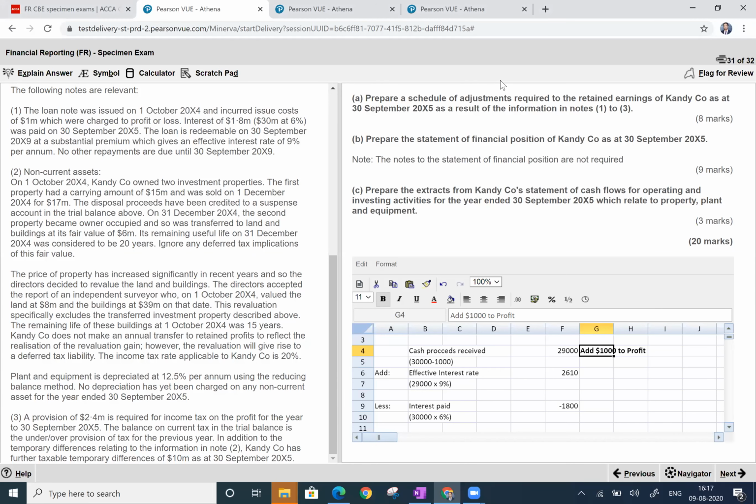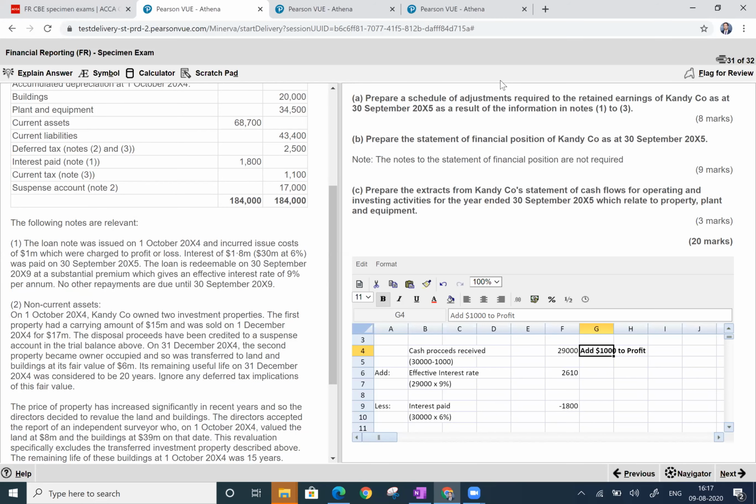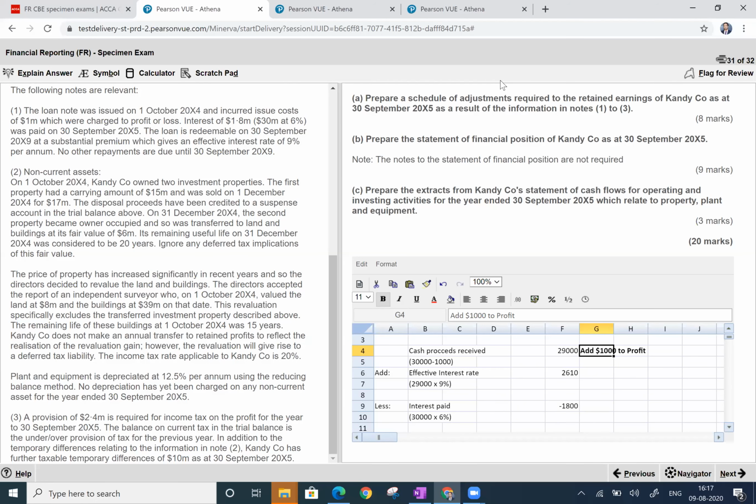Now, non-current asset. On 1st October 20x4, Candy Company owned 2 investment properties. Beginning of the year. Your year end is 30 September x5. The first property had a carrying amount of 15 million and was sold on 1st December x4, that is during this year itself, for 17 million. So what is the profit? 2 million.